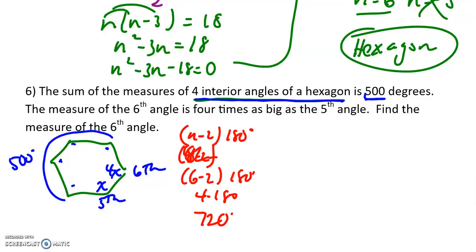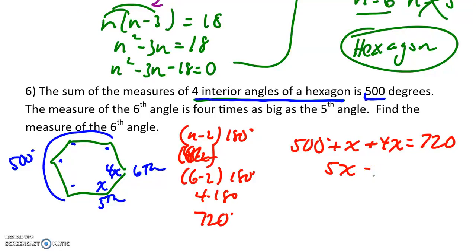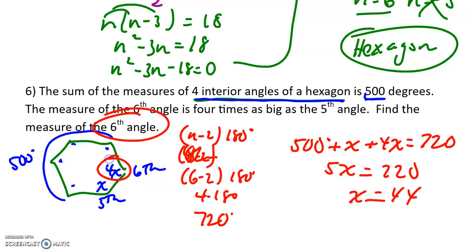So if we're going to make an equation to find my 6th angle, we would have the 500 degrees out of the 4 angles, plus the 5th angle, plus the 6th angle, has to equal 720 total degrees. So that would be 5x equals, let's see, 720 minus 500 should be 220. And if we take 220 and divide that by 5, we would get that x equals 44. So if I wanted to find the measure of the 6th angle, that's really 4 times 44. So my actual answer would be 176 degrees for the 6th angle.